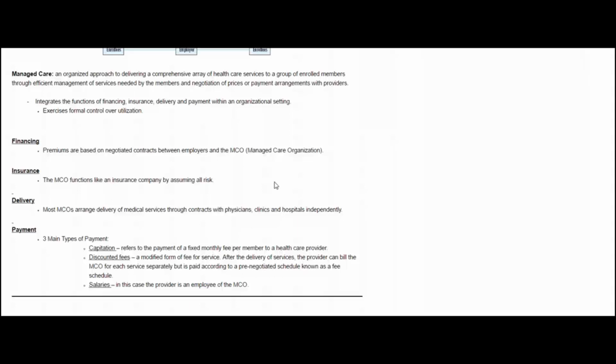Now, the next section talks about the evolution of managed care, which I'll be covering in the PowerPoint presentation. So now I'm going to switch over to the PowerPoint presentation for Chapter 9, and I'm actually going to start with slide number 7.